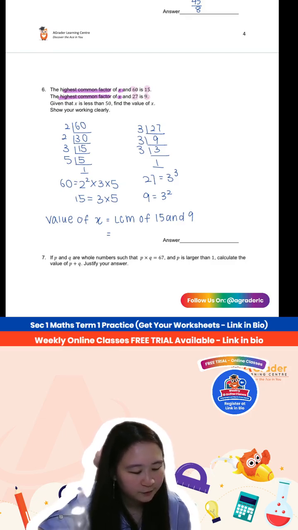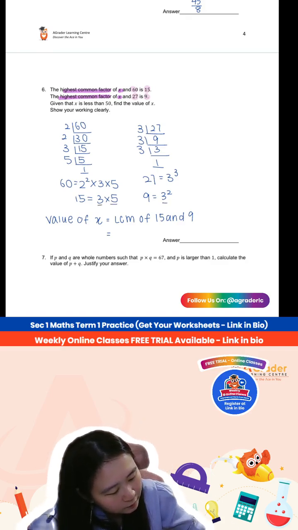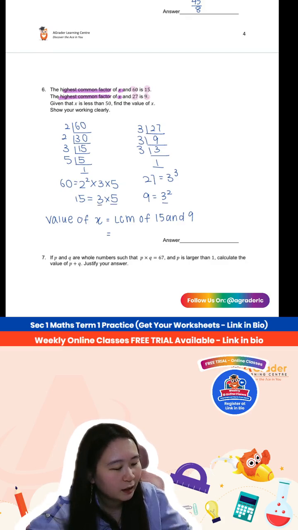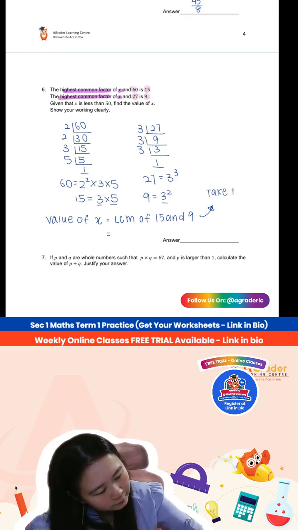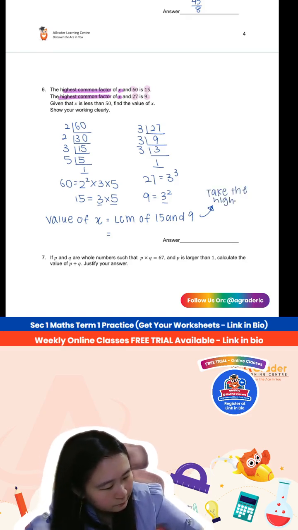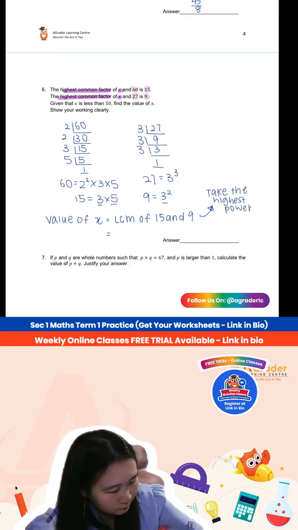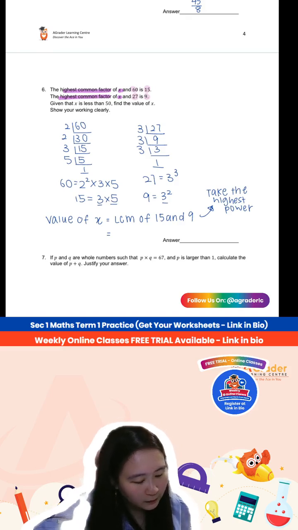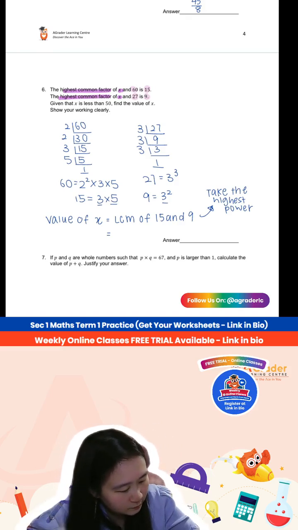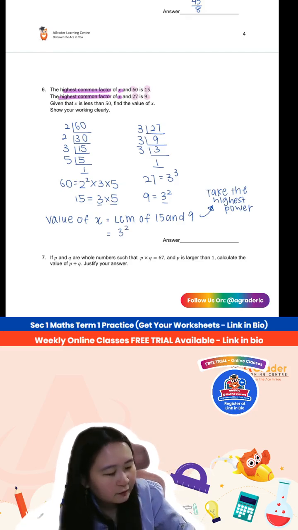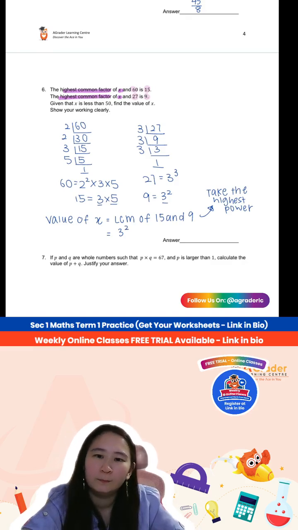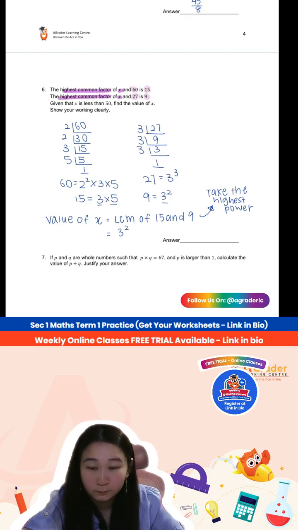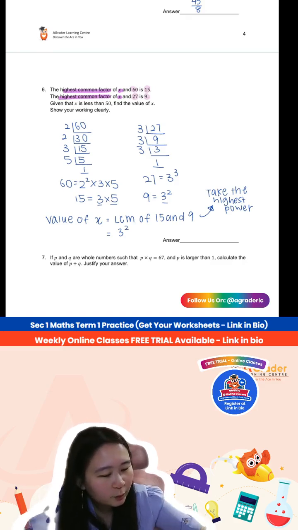Okay, so the LCM of 15 and 9, to find the LCM, we take the highest power. Okay, so we have 3 squared. For the base 3, the highest power is 2. Why is it 3 squared times 5? The LCM of 15 and 9, so we look at this.